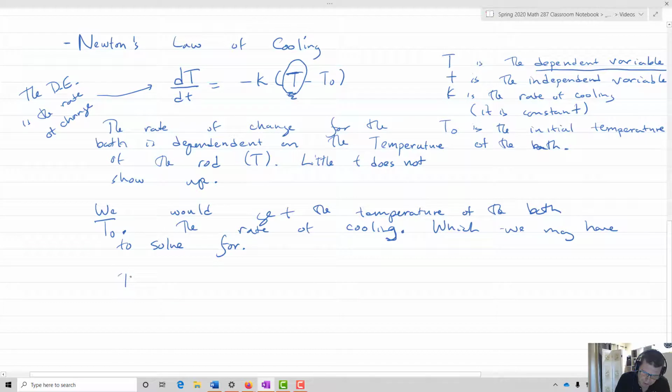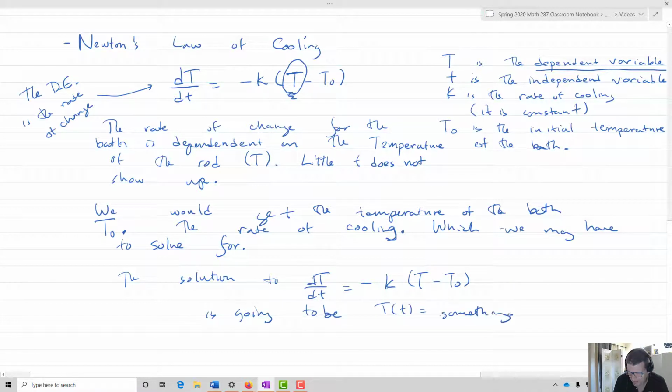By the way, the solution to dT/dt equals negative k times (T minus T naught) is going to be T of t equals something, which we are going to see in a later section.